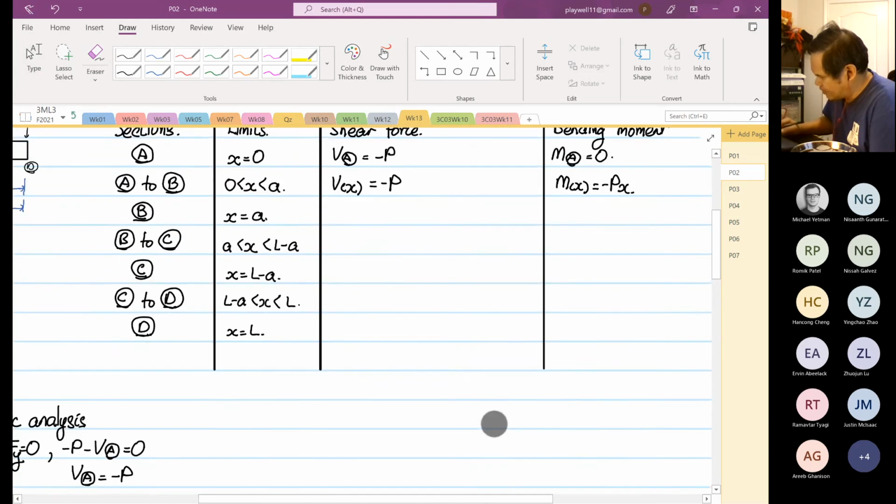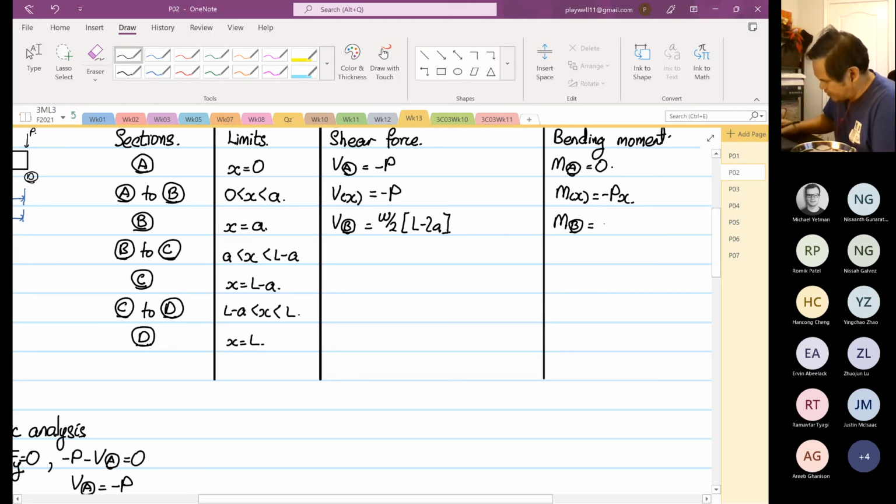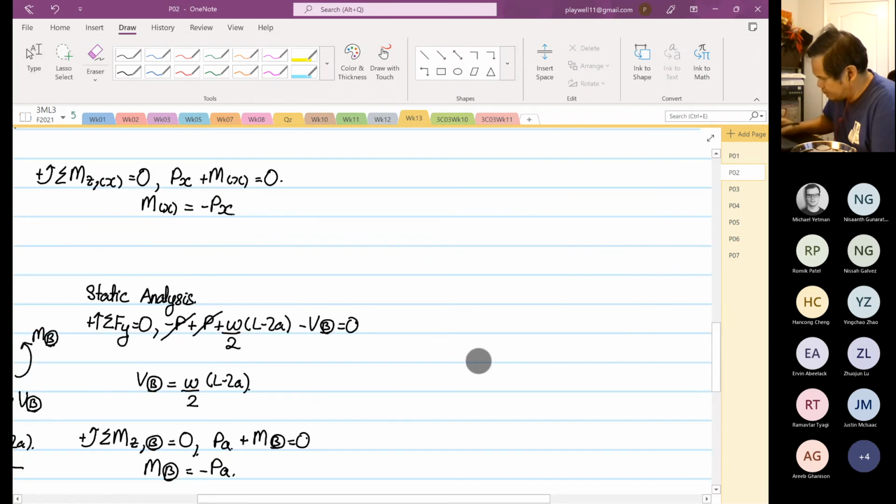So coming back to our equation, the shear force at point B will be equal to omega over 2 (L minus 2A). And then M, moment at point B, is equal to, is it equal to minus PA? Let me check. Yep, equal to minus PA.